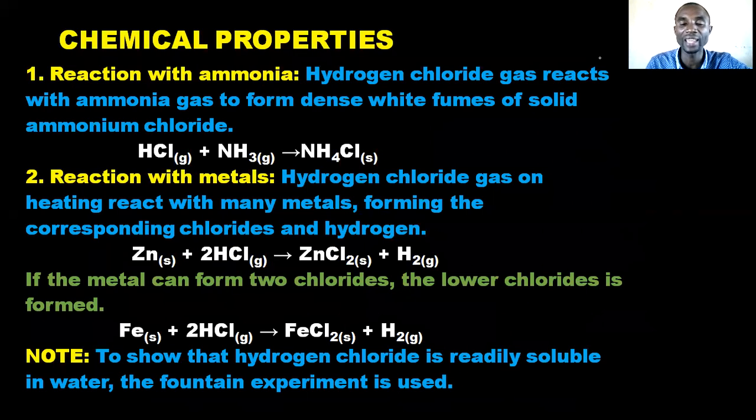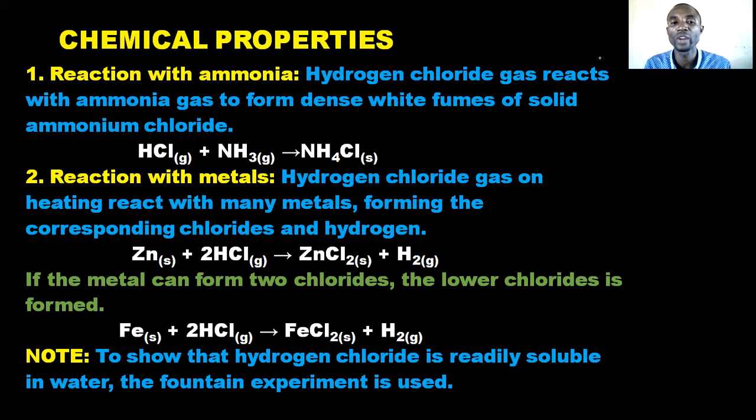And we need to look at the chemical properties, the chemical behavior of hydrogen chloride. Of course, when it dissolves in water, it is hydrochloric acid. The formula is the same; there's no difference between the formula of hydrogen chloride and that of hydrochloric acid. It's just the state, gaseous versus aqueous solution. Now, one of the chemical properties of hydrogen chloride is its reaction with ammonia. Hydrogen chloride gas reacts with ammonia to form dense fumes of solid ammonium chloride.